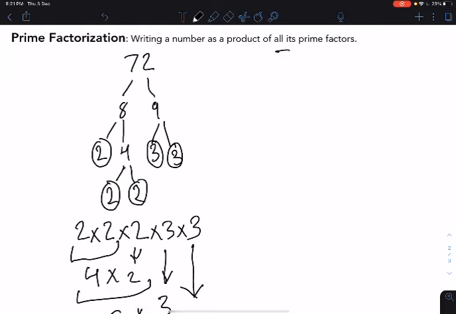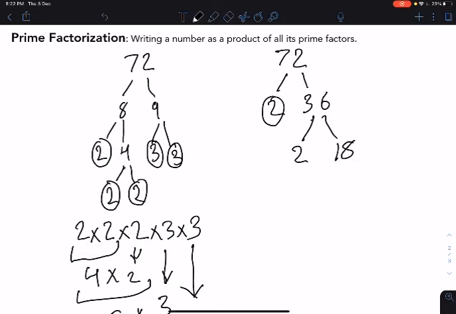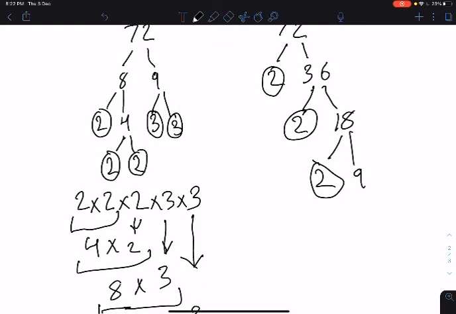But we can also write 72 as 2 into 36. So here 2 is a prime number, so we can circle it and move on to 36. 36 can be written as 2 into 18. Here 2 is again a prime number, so we have to circle it. 18 can be written as 2 into 9. Again 2 is a prime number, so we must circle it. And 9 can be written as 3 into 3. So 3 is a prime number, so we must circle it.